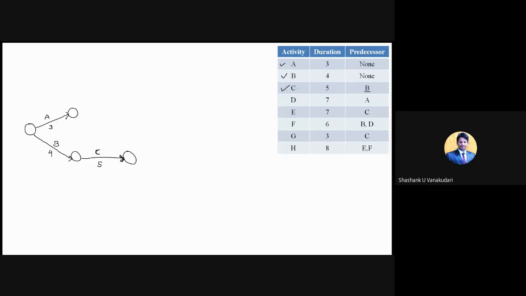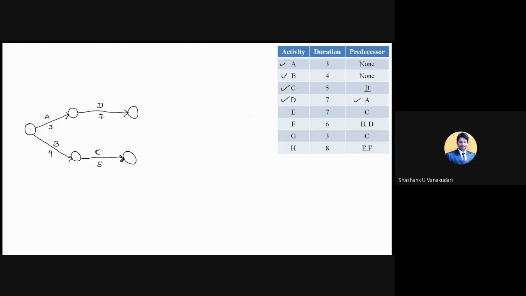You're not supposed to think about anything else which will come further. Now you can go with the fourth activity, activity D, which carries 7 days. For this, A is the predecessor. So what can I do? I will draw one more arrow here, which indicates activity D, that carries 7 days. For this D activity, A is the predecessor, so this condition is also satisfied.